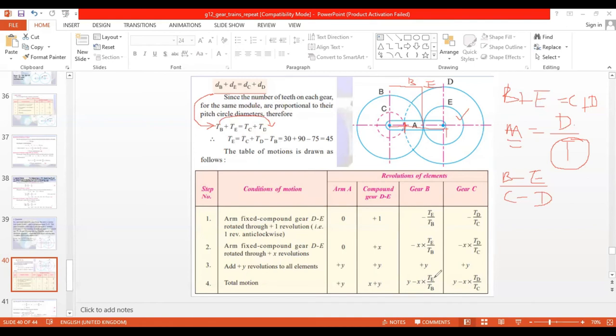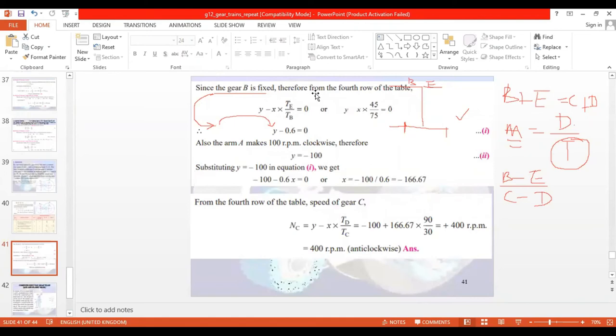Plus (Y minus X) into TE by TB. And gear C: plus (Y minus X) into TD by TC. So we know TC, TD, TE, TB — every T is known — and the X's and Y's are given in the question. A is fixed and the other one is moving. Everything is given in the question, so based on that we will substitute and find the answer.